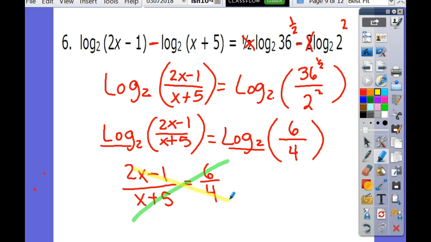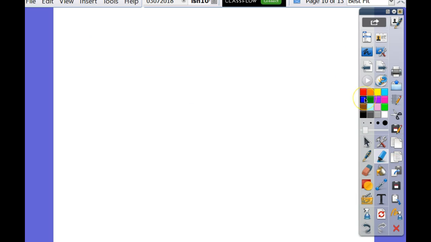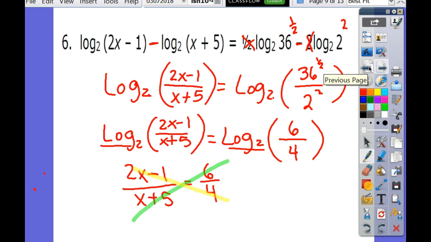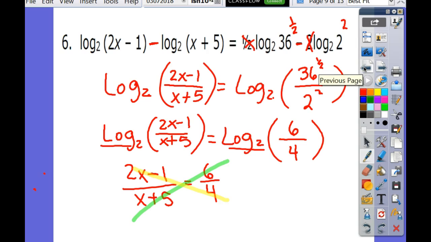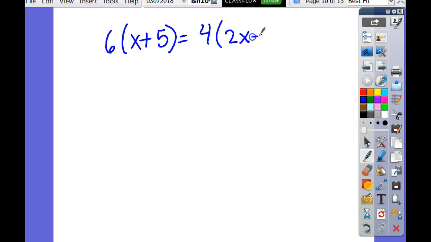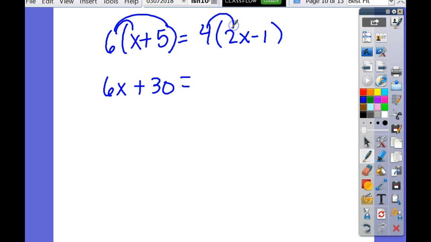So if you cross multiply, you will have 6 times x plus 5 equal to 4 times 2x minus 1. Can you solve that? What do you do with the 6? Distribute. What do you do with the 4? Distribute.